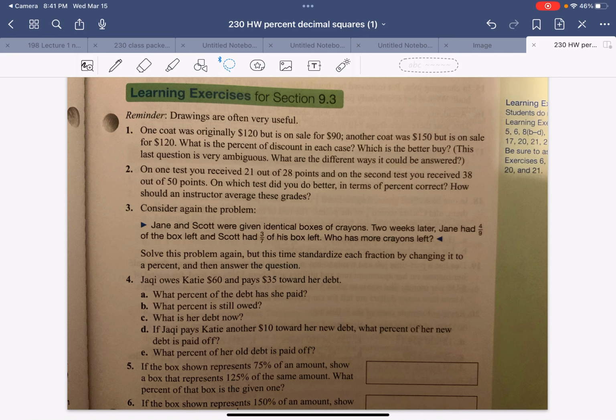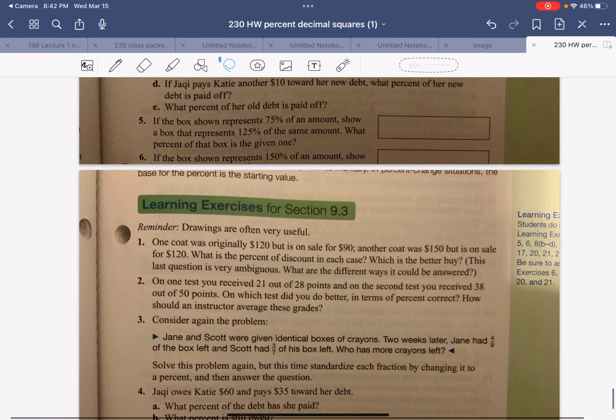I want to say it was homework 6, okay? And so that's why they say solve this problem again. So what you want to do is you're going to use your little charts twice, one for Jane and one for Scott, and find the percent of crayons that they have left. And then whoever has the higher percentage of crayons left then has more crayons, right? So let's think about how that's going to look.